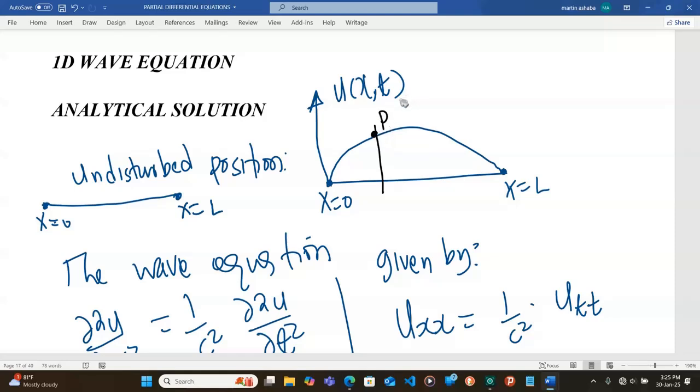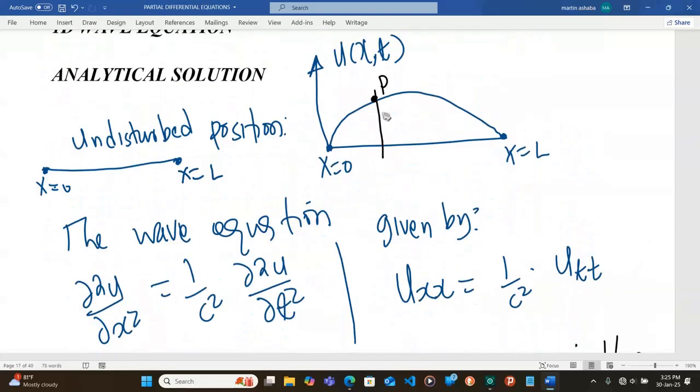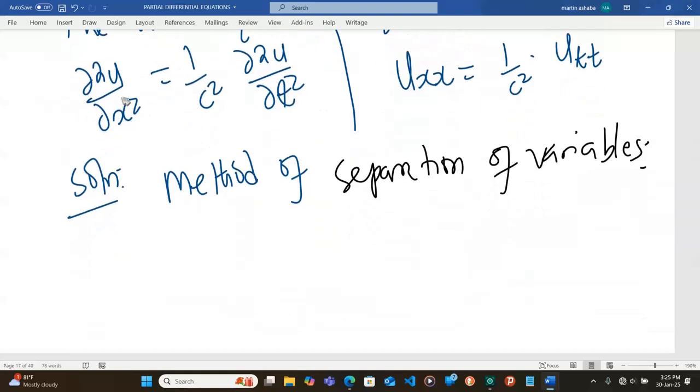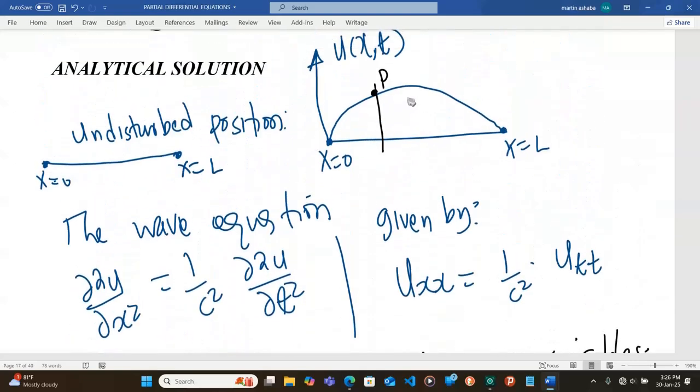depends on its distance from one end and on the instant of time. So its displacement u at any time t can be expressed by the equation of motion, which we have already stated here: del squared u over del x squared is equal to 1 over c squared times del squared u over del t squared. And that is the wave equation, or the equation of motion of the wave within the string.